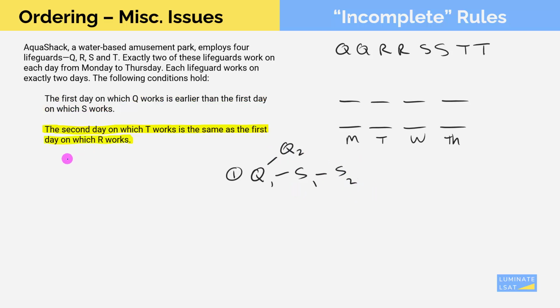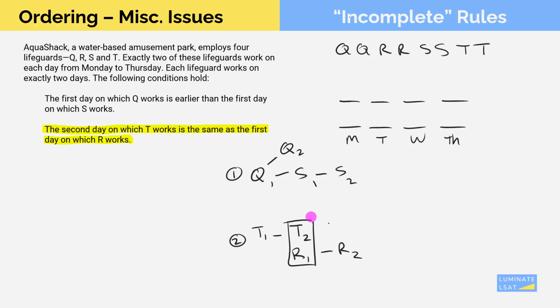Now let's take a look at the second rule, which says the second day on which T works is the same as the first day on which R works. So again, a lot of students would diagram the rule like this. T2, the second T, has to go on the same day as the first R. But to me, this is an incomplete rule because this is also telling us something about the other T. What day or where would the first T go in relation to this block? Where would the second R go in relation to this block? Well, the first T is going to come before the block and the second R is going to come after the block. So this is actually how I want to visualize this rule.